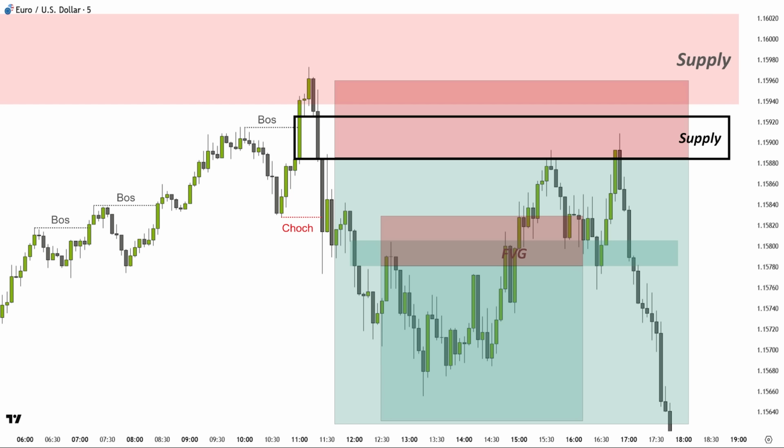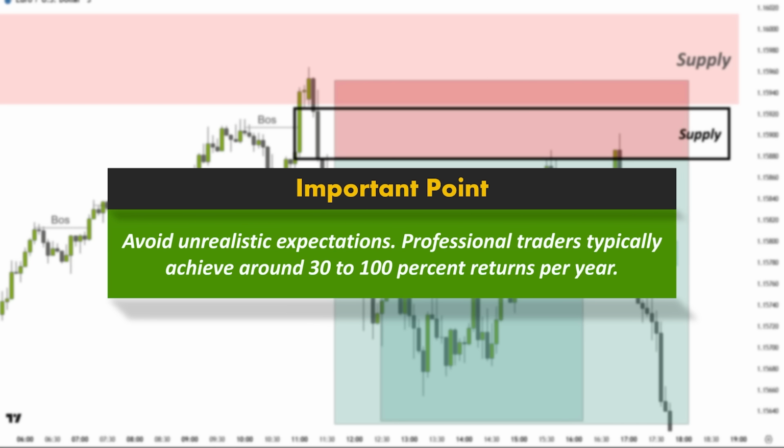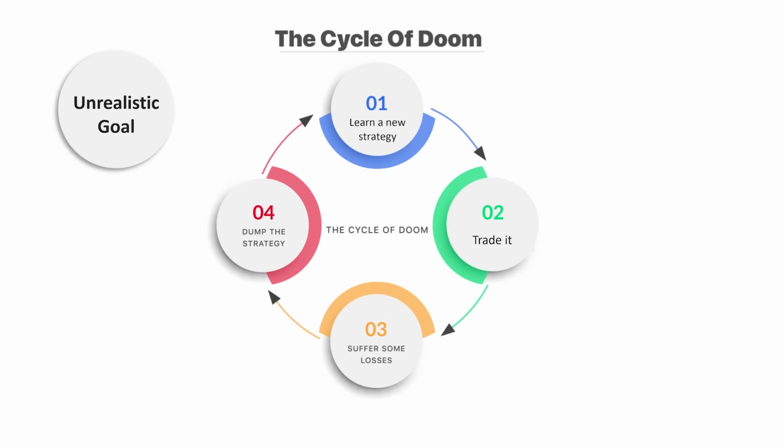Losses are a normal part of trading, and even professional traders experience them regularly. What matters is having an edge that grows your account over time. Also, avoid unrealistic expectations. Professional traders typically achieve around 30 to 100% returns per year. Chasing unrealistic profits often leads to a cycle where you keep switching strategies after losses. This cycle of doom happens because you are aiming for results that no strategy can consistently deliver.